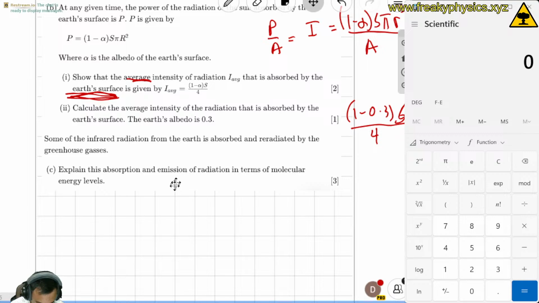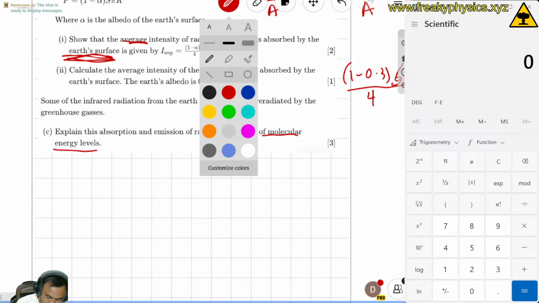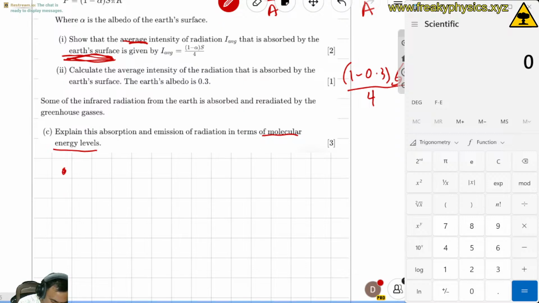Again, 3 marks for radiation absorption and emission of radiation. This time though it's in terms of molecular energy levels. So this is not going to be simple in terms of just energy exchange, we're going to have to involve quantum mechanics a little bit here. So what are the 3 marks? Again, without looking at the marking scheme, this is what I would say. I'm going to include a 4th mark just to keep it safe.